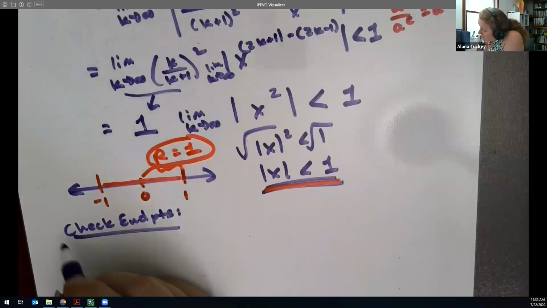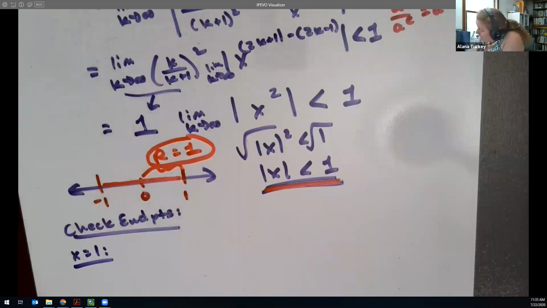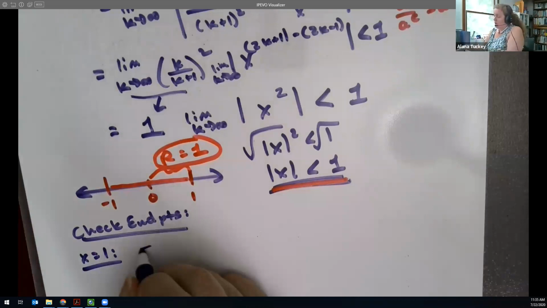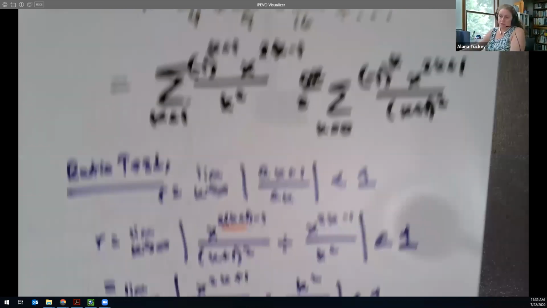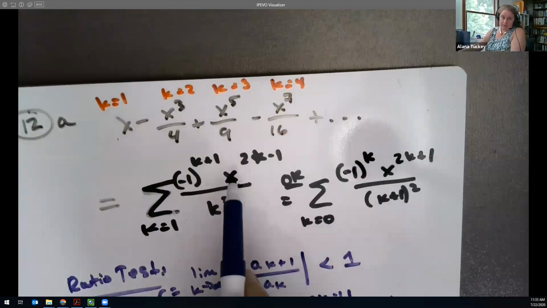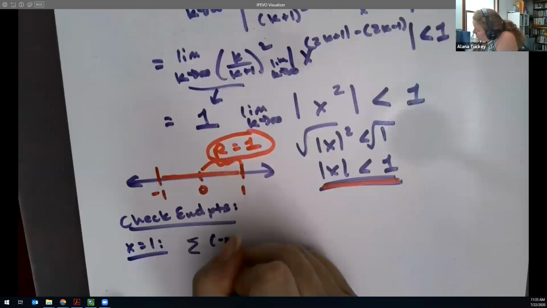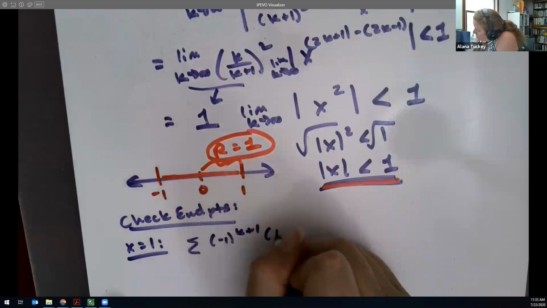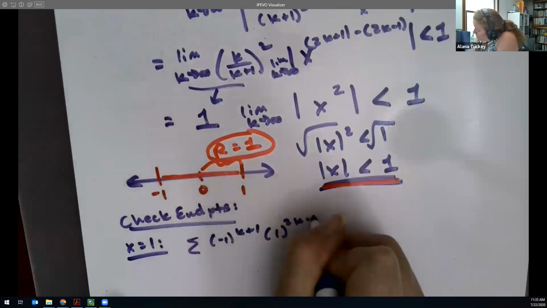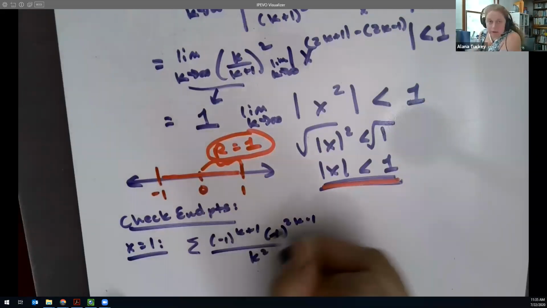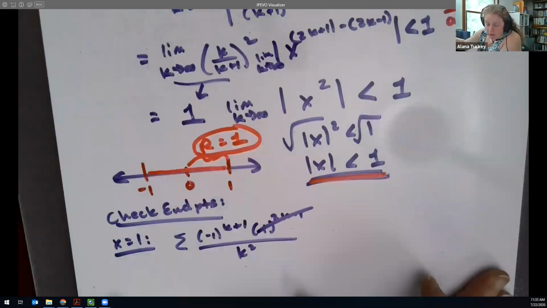So if I let x equal 1, then my series would be, let's go back, you've got to go back all the way up to your OG series up here. You're going to put 1 in for that x right there. So it'll become -1 to the k plus 1 times 1 to the 2k minus 1. Nobody cares because it's 1. And then over k squared. This is just 1, right? 1 to any power is 1. So we don't really care about that.